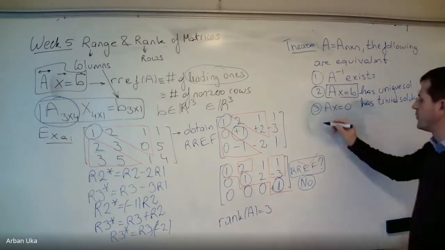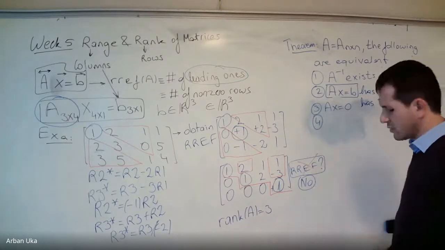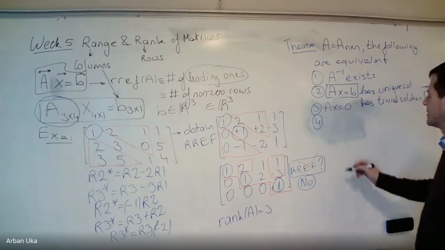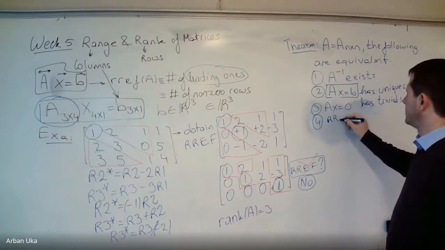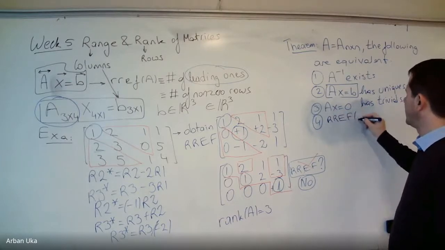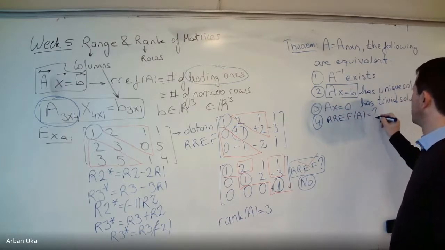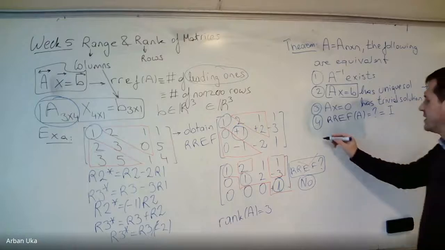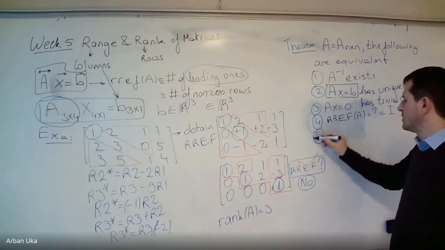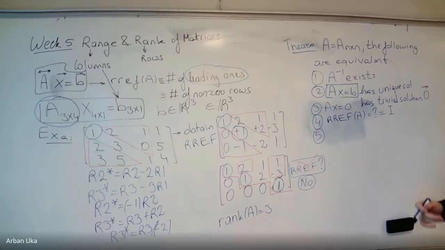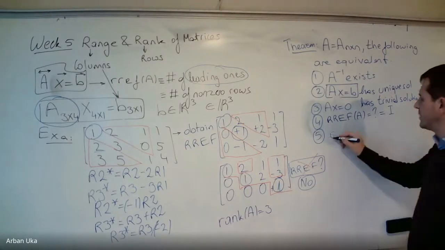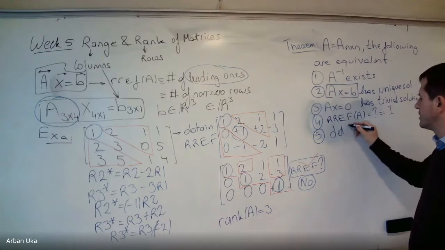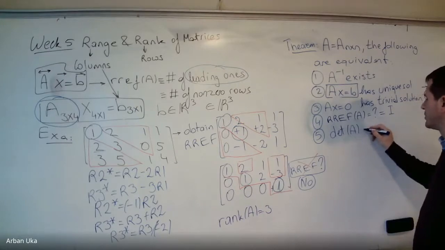The fourth statement, which is equivalent to the first three, is that the reduced row echelon form of A is what? Identity matrix. That's true, the identity matrix. So that's what we have here. And then the determinant of A, any guess what can we say about the determinant of A?